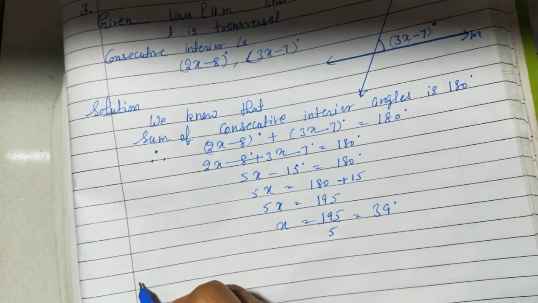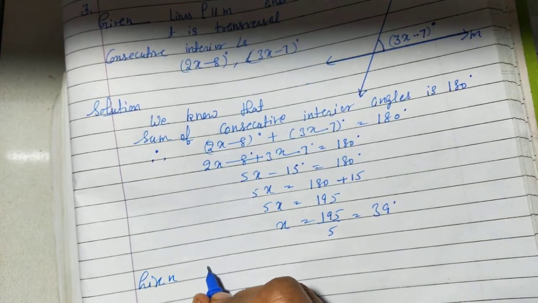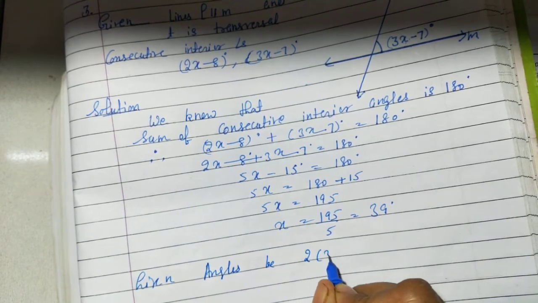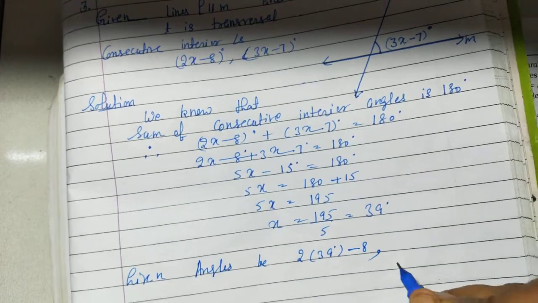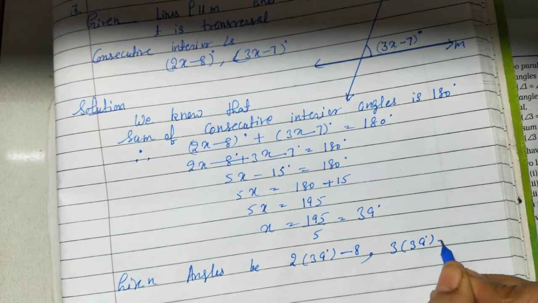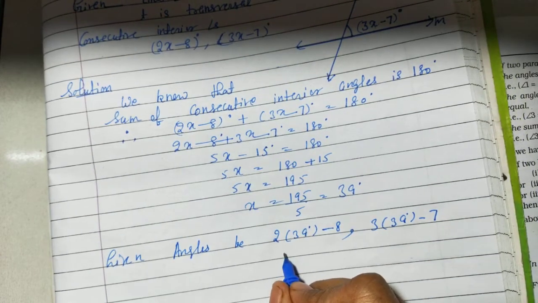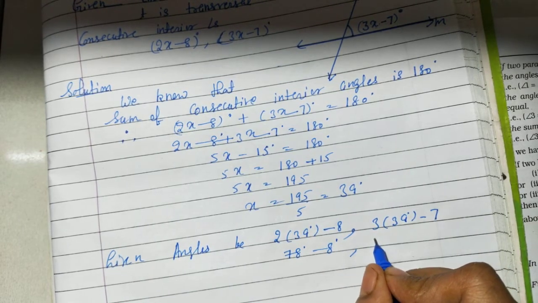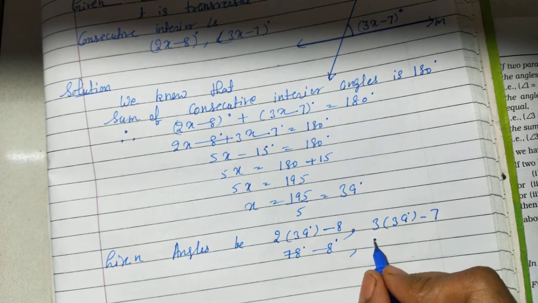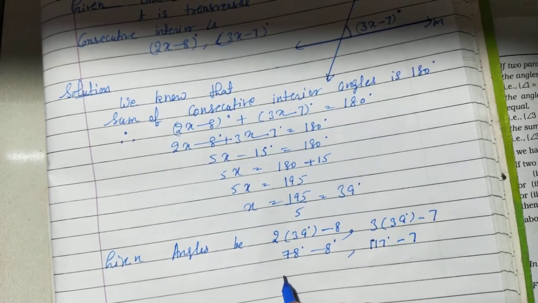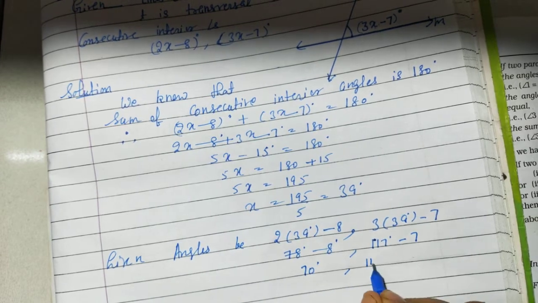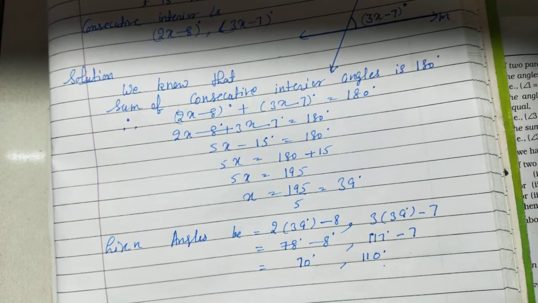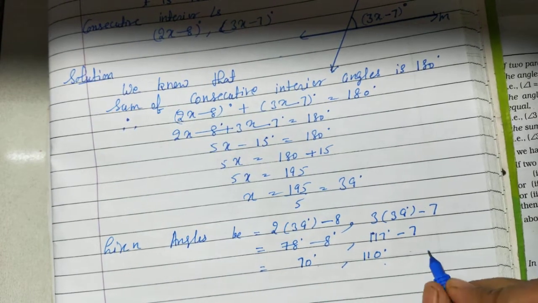Now the given angles will be 2 into x minus 8 and 3 into x minus 7. Yes, 78 minus 8, and the second one is 117 minus 7. That is 70 and the second one is 110. The two angles are 70 degrees and 110 degrees. These are the required angles. This is our answer. Is it clear?